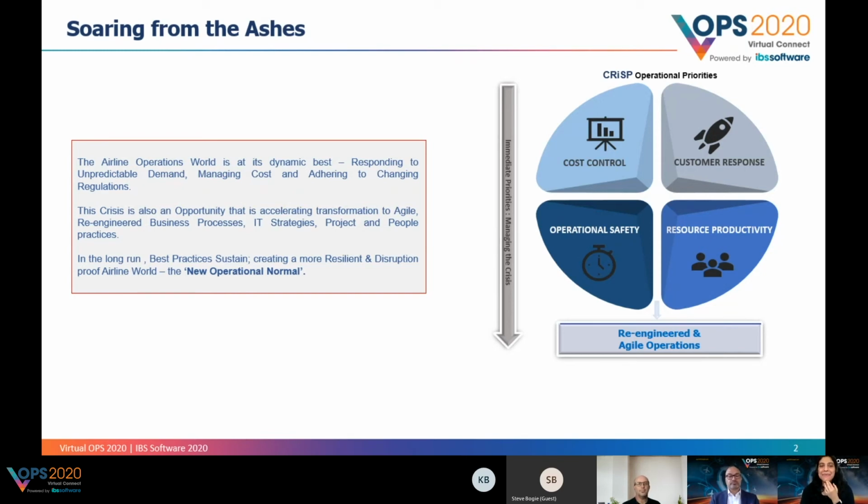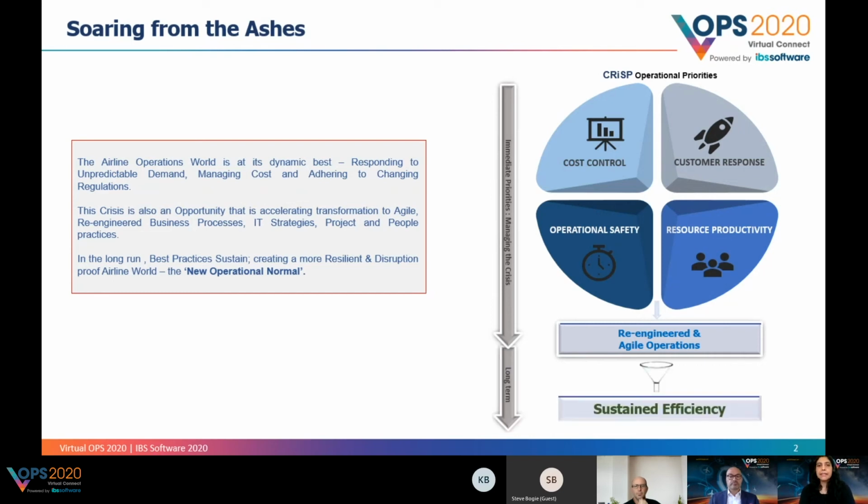Right. So they were also saying that in the long run, this kind of rethinking of business processes and IT strategies would bring out some best practices that would seep through and make the airlines more disruption-proof and more resilient to face these kinds of problems in the future, which 70% of the people that we talk to termed a new operational normal. But 30% still believed in just retracting to what the situation was prior to COVID.